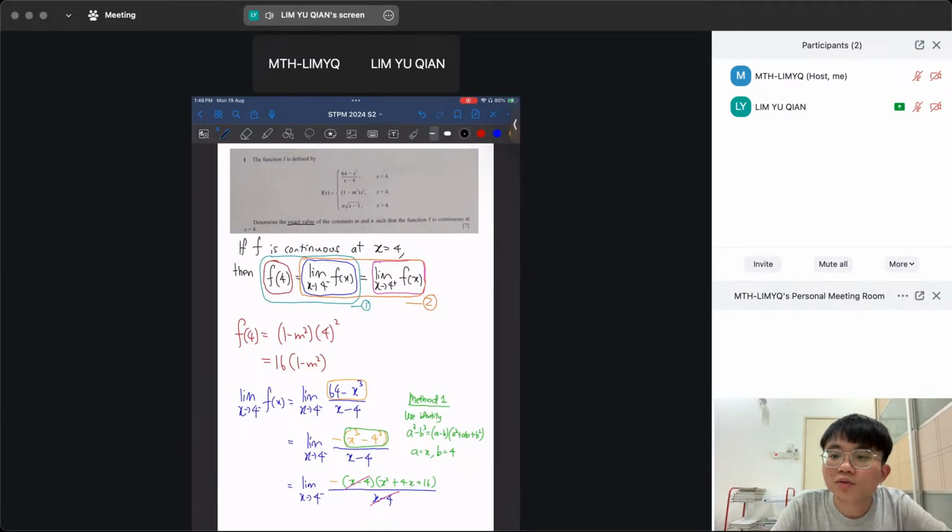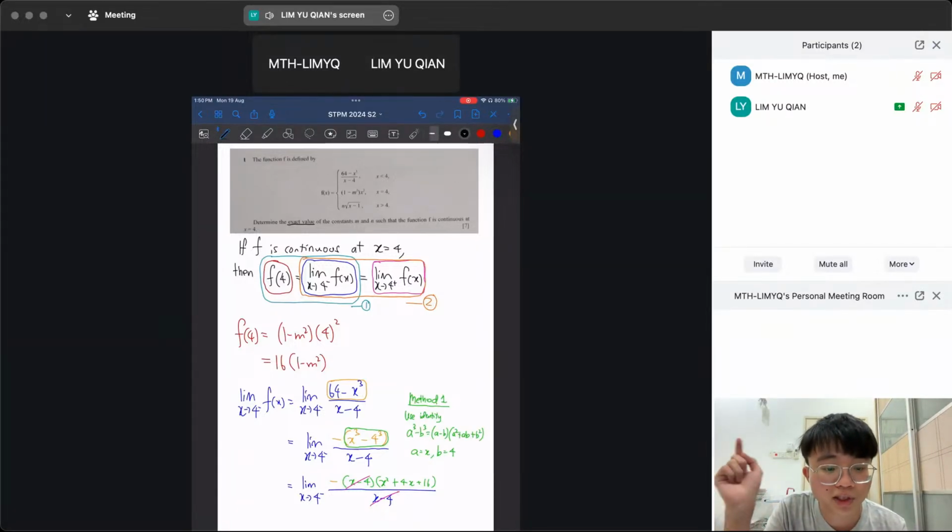Okay, so for 第一题啦，question one, I think this one is moderate. Given a piecewise function, it asks you to find the value of m, given that f is continuous. If f is continuous, then the limit exists, f(4) is defined, and all of them are equal. So these three parts will be equal when you substitute the value of 4. That's why I write this: f(4) equal to this, equal to that.